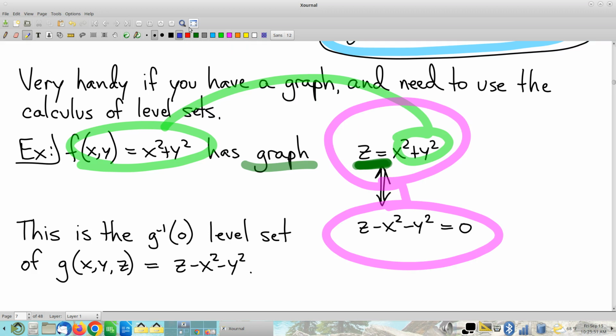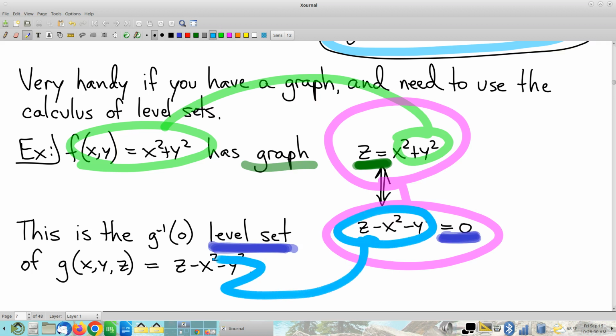I'm looking at a level set now. See, I've got equals constant. This now is a level set. Specifically, it's a level set of this function here. And so I can apply now the calculus of level sets, whatever that is. I know we haven't talked about that yet, but we will soon. The calculus of level sets that we will see soon is something I can apply to this function.